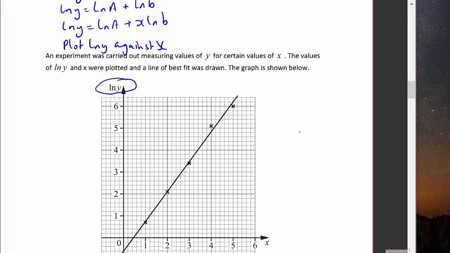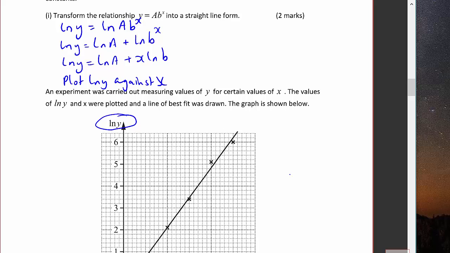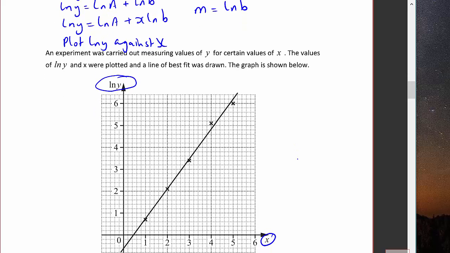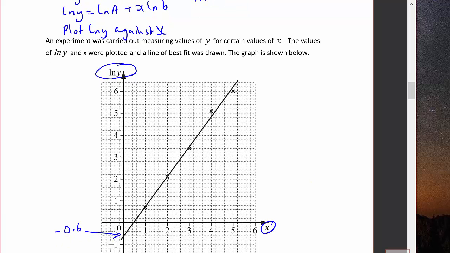Those are my variables, and I can see on the graph I've got ln y and x, and it tells me that the intercept is ln a and the gradient is ln b. Now, reading straight from here and looking at the scale, the intercept seems to be negative 0.6. Now, if I form myself a triangle here, which goes 2 across, that's 0.6 and 2.1, so that gives me about 2.7, giving me that the gradient is 1.35, 2.7 divided by 2.